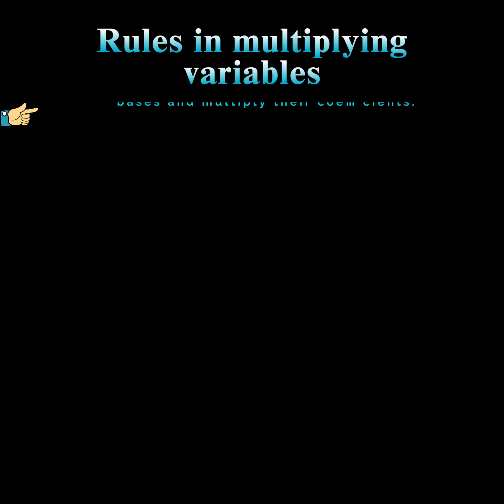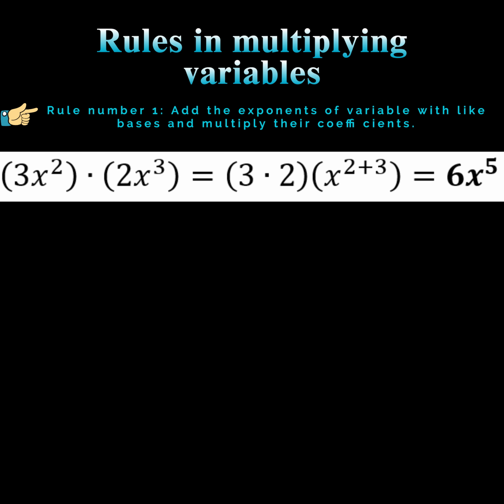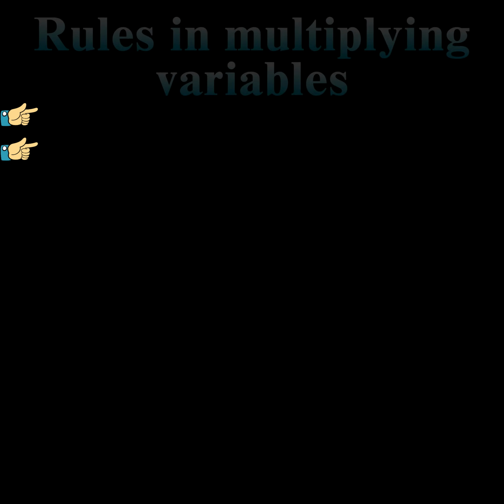Rule number 1. Product of like bases. When multiplying variables with the same base, you add their exponents. By the way, for the coefficients we multiply them normally, like how we usually perform basic multiplication. This rule is also known as the product rule of exponents. For example, 3x raised to the power of 2 times 2x raised to the power of 3 equals 3 times 2, which is the product of their coefficients, and for the exponent we simply add them, so 2 plus 3 is 5. Therefore, the answer is 6x raised to the power of 5. Nice and easy.